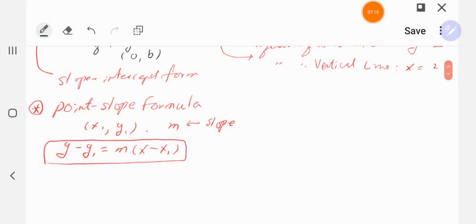So let me give you an example. I want to find the equation of a straight line, and that line is passing through, let's say, (2, 4) and also another point, (3, 7). So I want to find the straight line that passes through these 2 points.